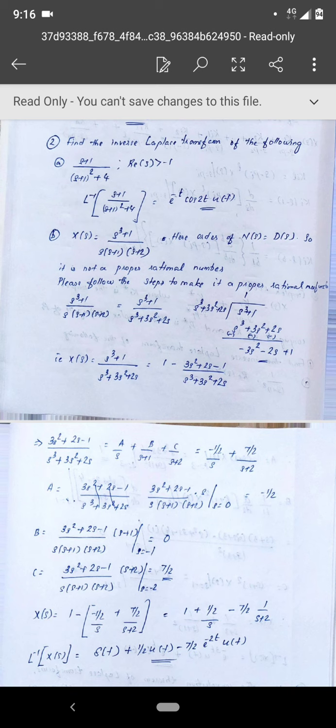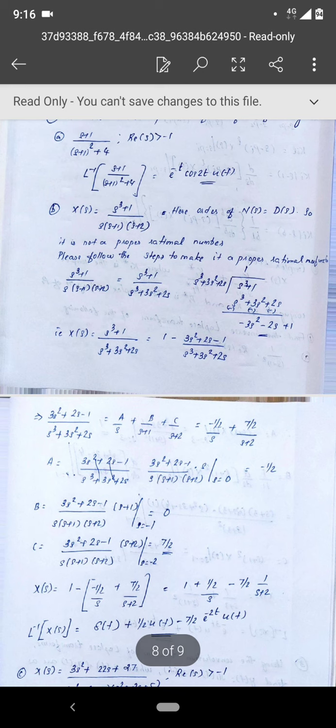Just find the first division, and you'll get the remainder as minus 3s square minus 2s plus 1. Then you can write the whole thing as 1 minus, because 1 is the quotient. Why is there a minus? Because we have taken the minus sign common from the remainder. Actually it is 1 plus (minus 3s square minus 2s plus 1) divided by the divisor, that is s cube plus 3s square plus 2s. So when you take the minus outside, it becomes a minus sign.